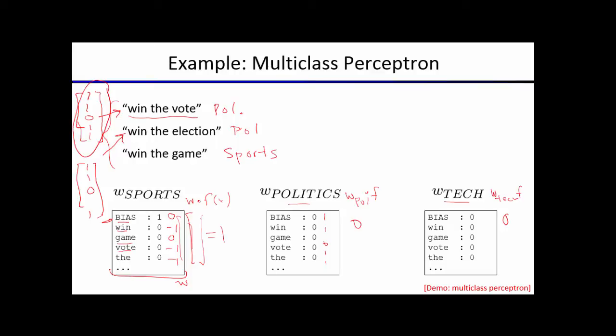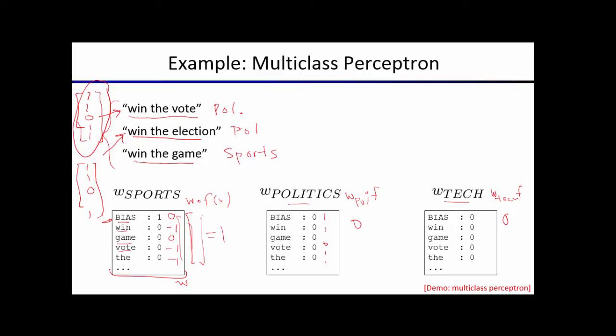And then we'll keep on. Then we'll look at "win the election," and you'll take this feature vector and classify it. When you take the dot product of this vector with all of them, the highest activation will be for W politics, and so you don't do anything. Then you'll move on to "win the game," and you'll keep on stepping through. In this case, the activation for "win the game" will not be highest for sports, so you'll need to make an update on the incorrect weight vector and the correct weight vector.